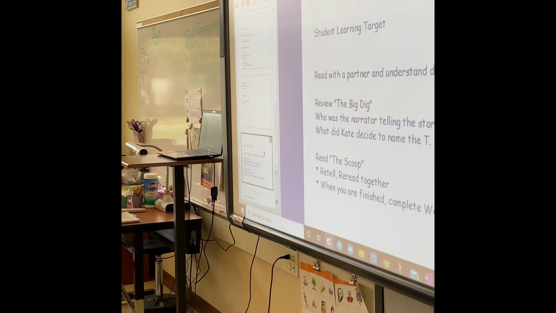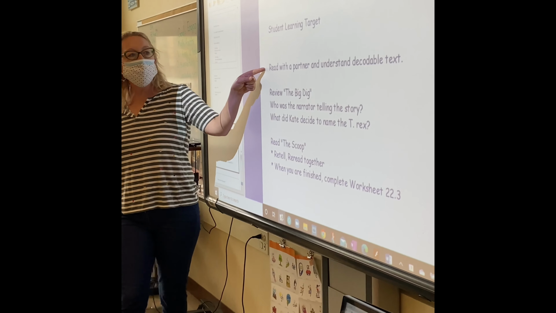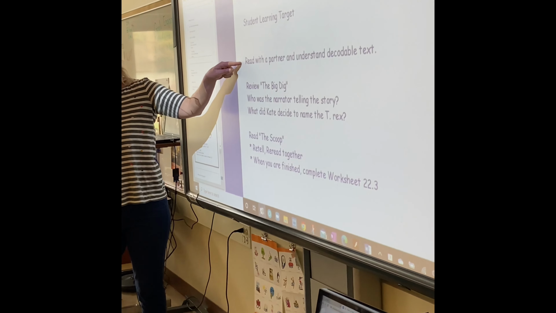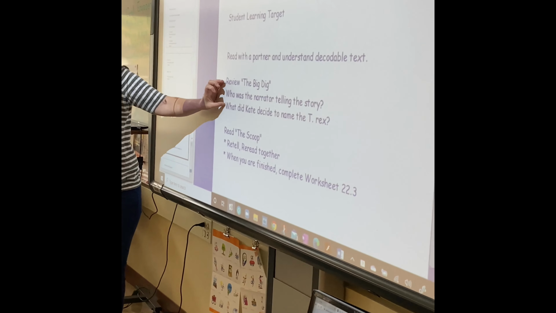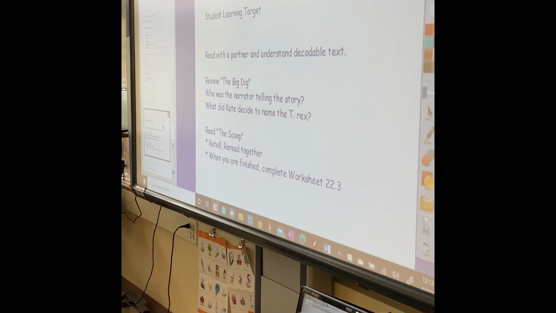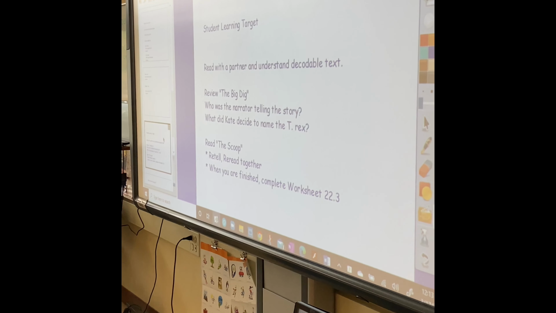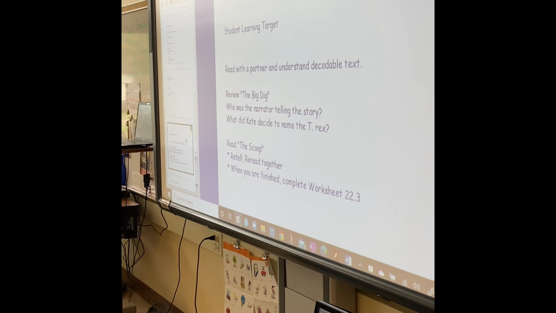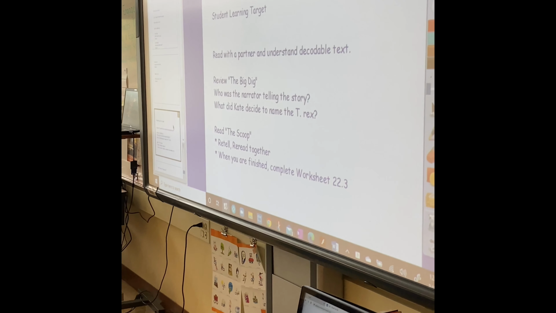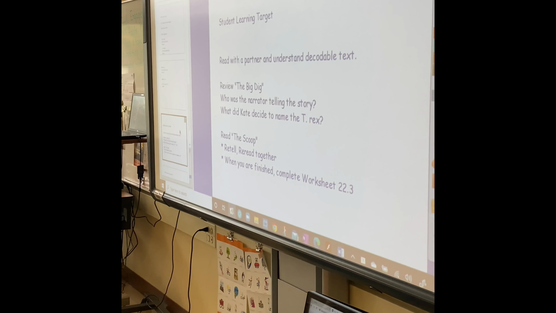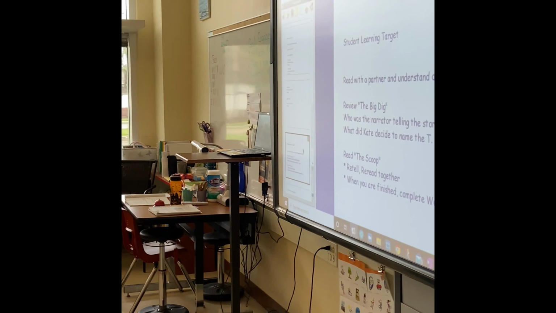Our student learning target. Read with a partner and understand encodable text. We reviewed yesterday our big dig, and sure enough, we had a narrator. Who was telling the story in the big dig? Let's go and ask Landon. Who told that story?